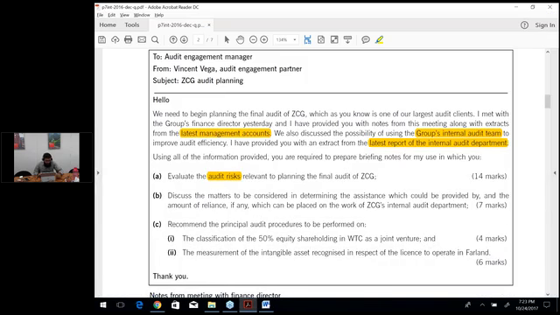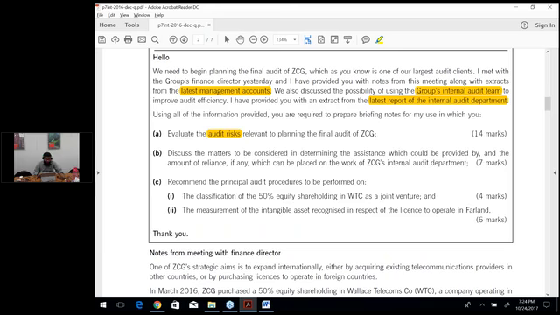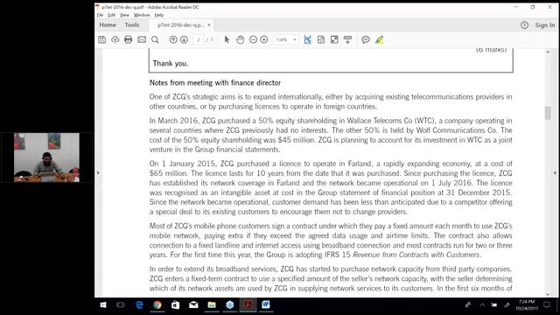So you need to say, evaluate the audit risk relevant to the planning of the final audit of ZCG. Furthermore, it says discuss the matters to be considered in determining the assistance, etc. Now, first of all, one of ZCG's strategic aims is to expand internationally, either by acquiring existing telecom providers in other countries or by purchasing licenses to operate in foreign countries. In March 2016, ZCG purchased a 50% shareholding in Wallace Telecoms, a company operating in several countries where ZCG had no interest. The other 50% is held by Wolf Communications.